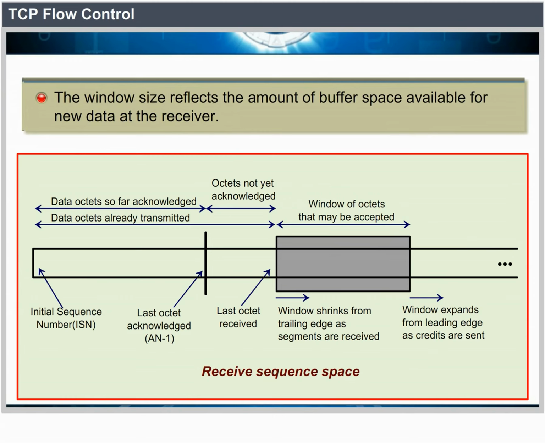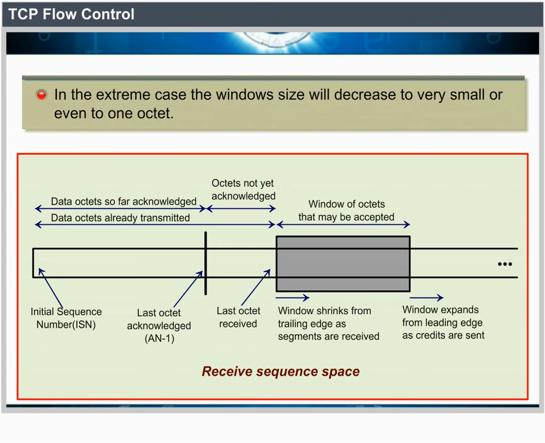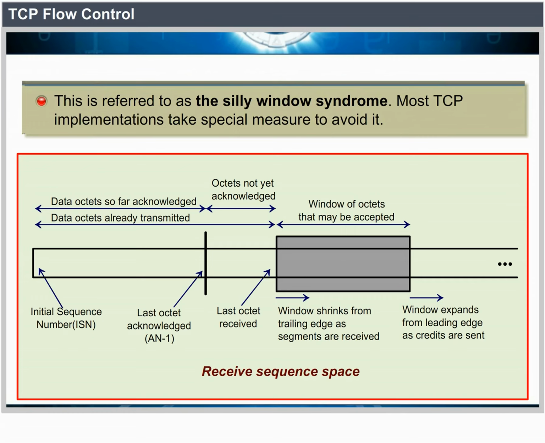If this buffer space size shrinks because the receiver is being overrun, the receiver will send back a smaller window size. In the extreme case, the window size will decrease to very small or 1 octet. This is referred to as the silly window syndrome. Most TCP implementations take special measures to avoid it.